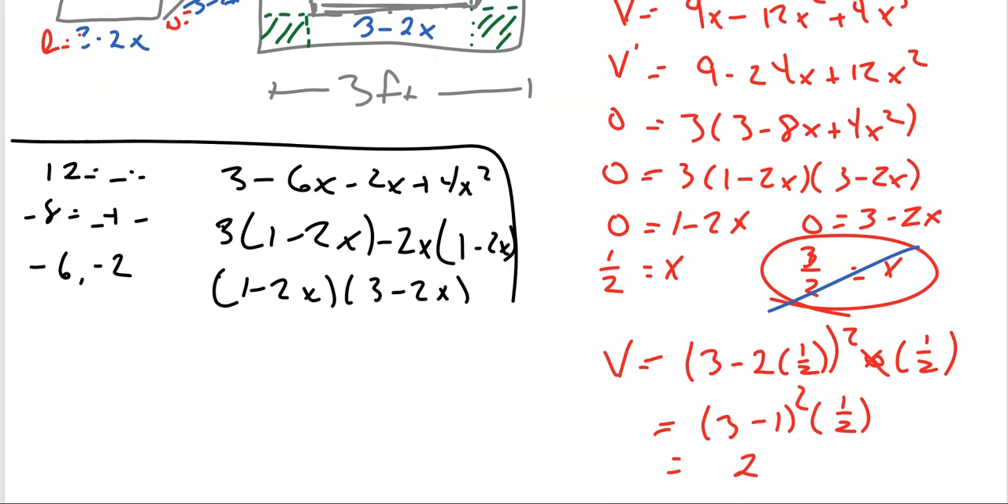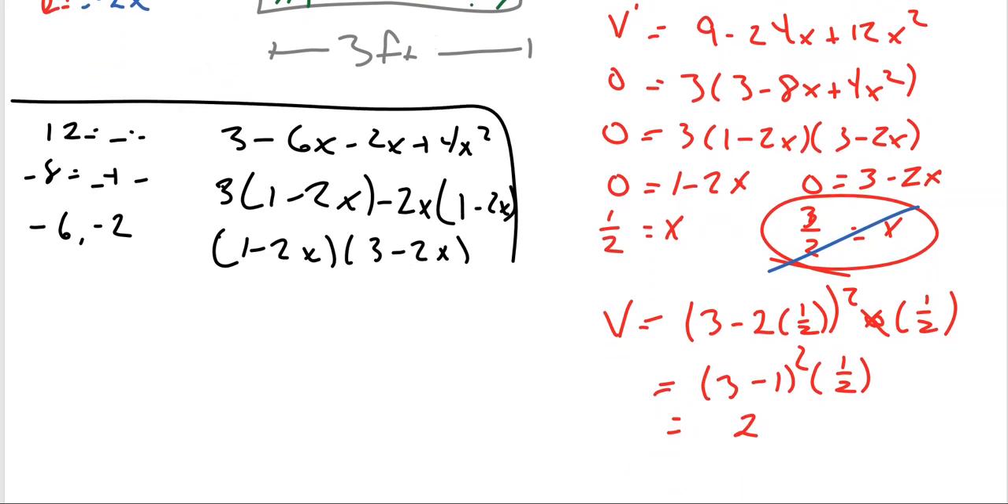So that's 2 squared times 1/2. So that would be 2 cubic feet, because 4 times a half would be 2. So the largest volume I could make is something with 2 cubic feet.